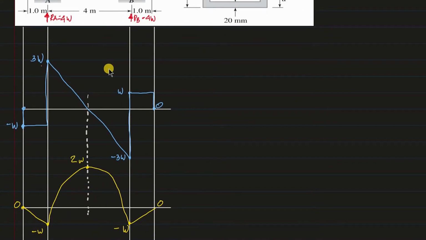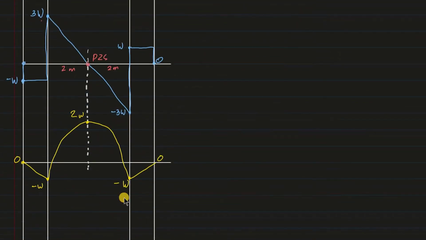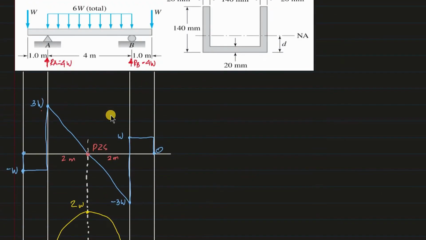Okay, sa ating moment diagram, dito pala, meron tayong point of 0 shear. And alam ko na ang location yan is 2 meters from this point and also 2 meters from this point. Bakit? Kasi symmetrical sila, di ba? 3W or 3W. So, you can check that via ratio and proportion.